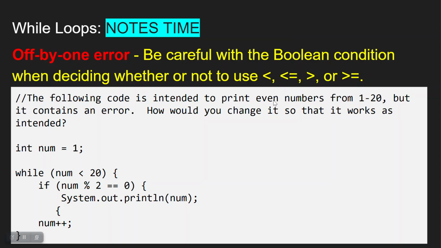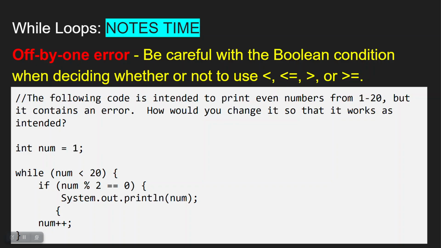So the following code is intended to print even numbers from 1 to 20, but it contains an error. How would you change it so that it works as intended? I'll invite you to go ahead and pause the video, see if you can work it out, and we'll go ahead and have a look at it in just a second.